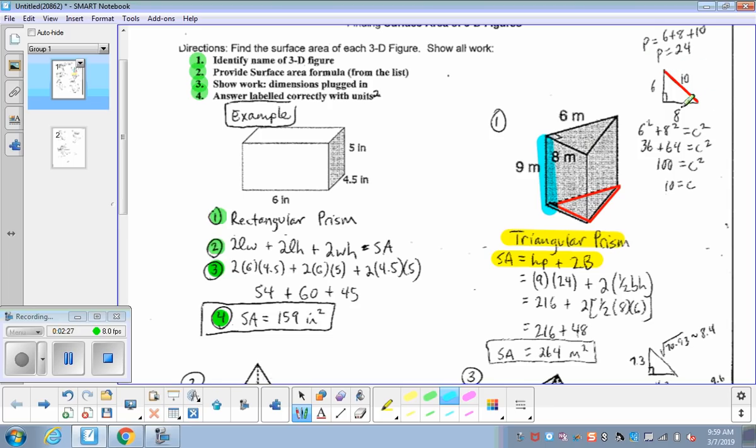Now the red triangle is an 8 by 6, so that's why you see for base and height I have an 8 by 6, and then because it's a triangle I cut it in half. So that would be 24 is the area for one triangular base, and then we're going to double it because there's a bottom and a top. So that'd be 48. So then you just add the 216 plus the 48, and you get 264 square meters.